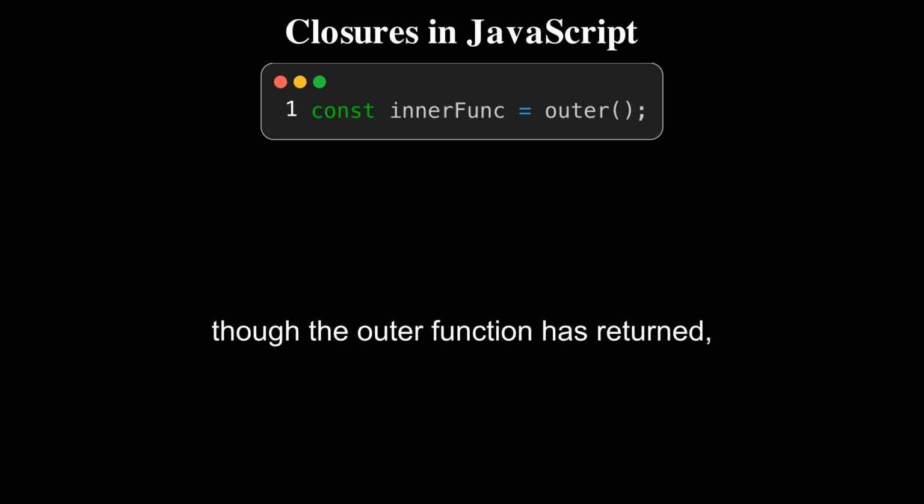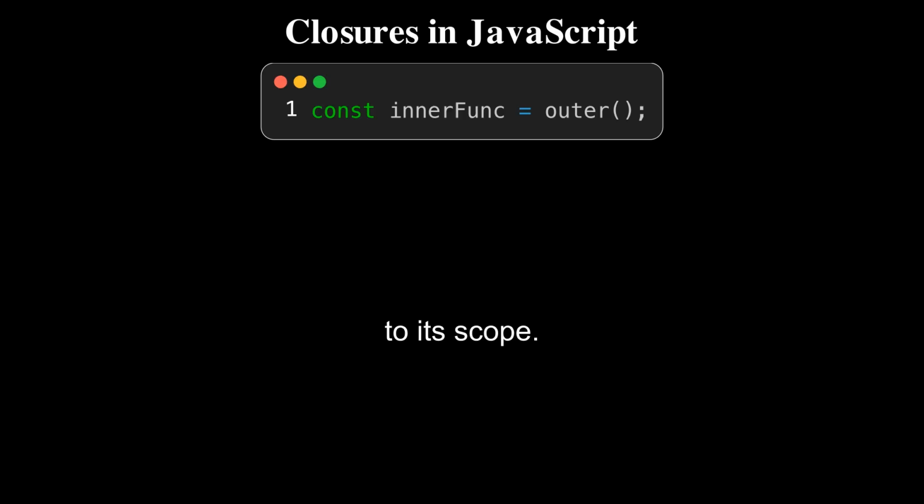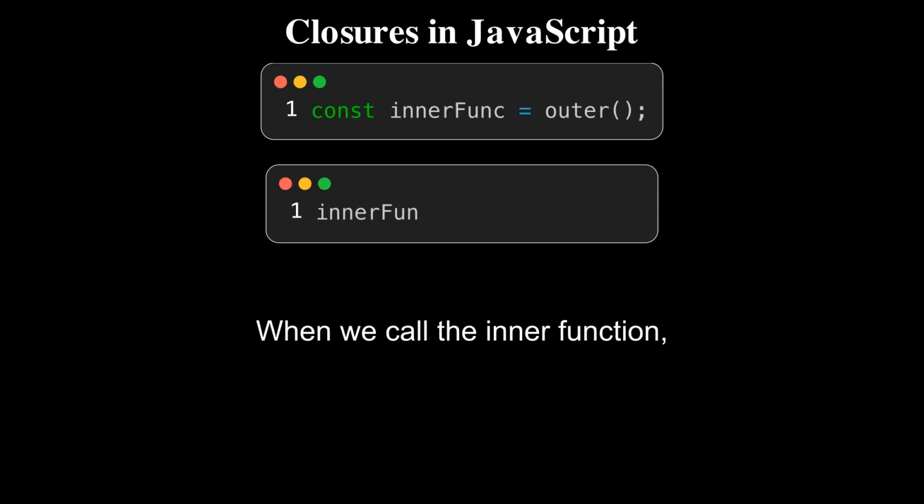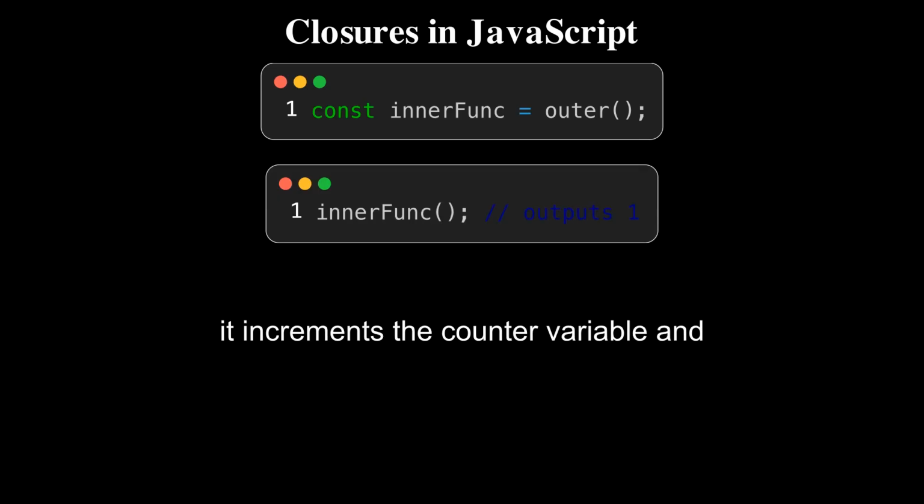Even though the outer function has returned, the inner function still has access to its scope. When we call the inner function, it increments the counter variable and logs its value to the console. As you can see, the inner function still has access to the outer function scope.